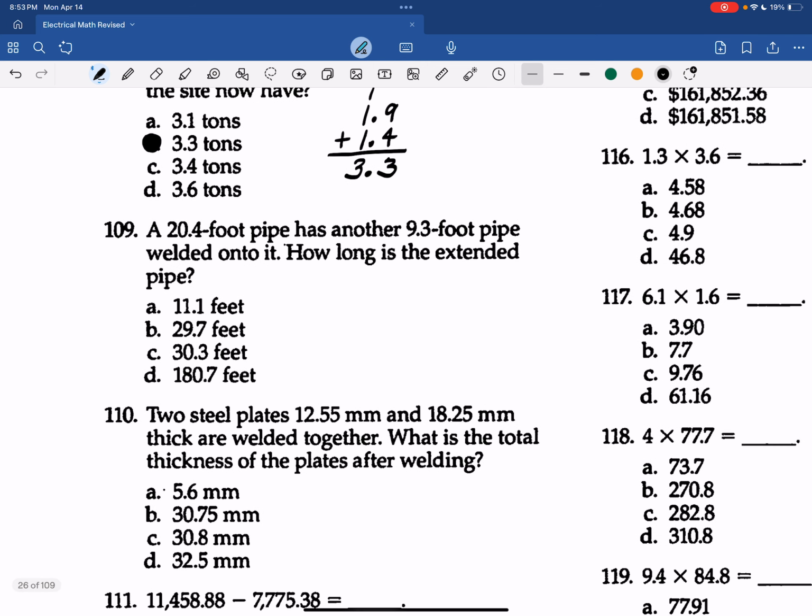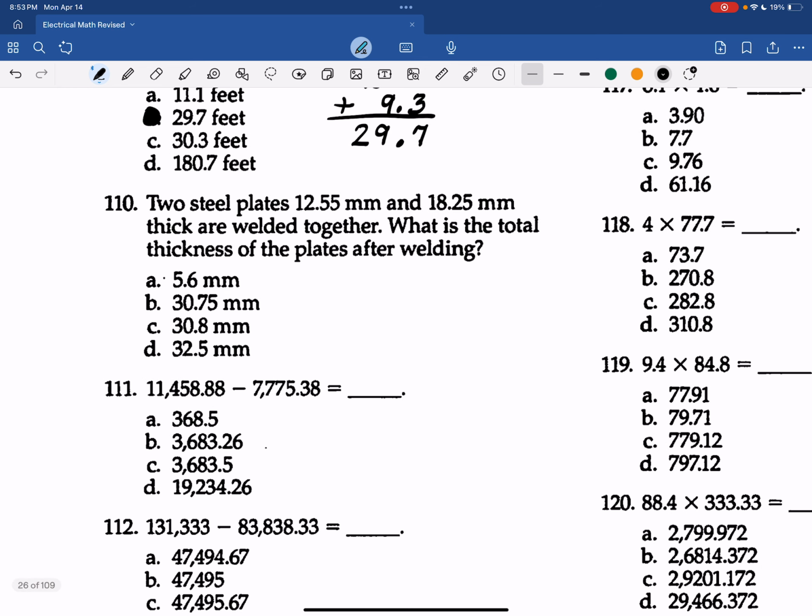A 20.4 foot pipe has another 9.3 foot pipe welded onto it. How long is the extended pipe? So 20.4, 9.3, add these together. 29 7/10 feet.